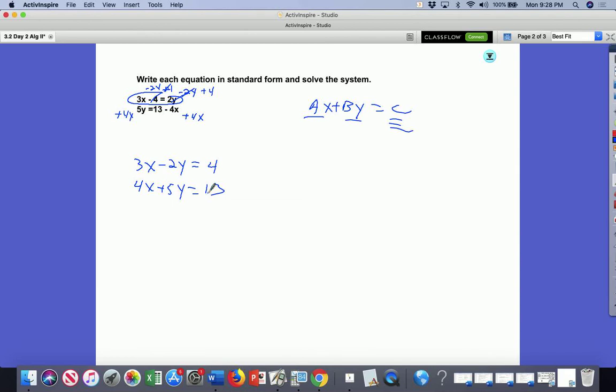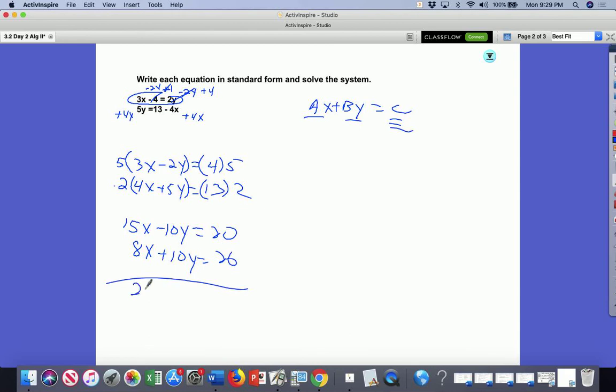You know, just as a review here, we need to eliminate either the x's or the y's. So I think I'm going to eliminate the y's. So I'm going to multiply this one by that coefficient and this one by that coefficient. Now I want to make them opposites. So I'm going to make this a positive 10, this a negative 10. So x equals 2.